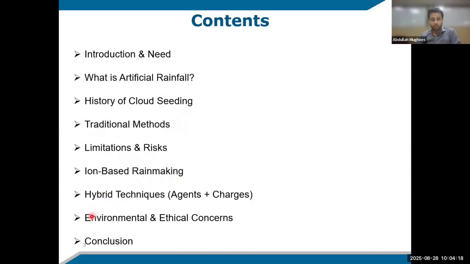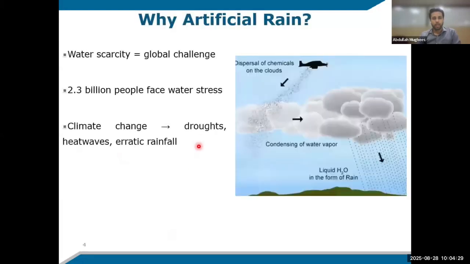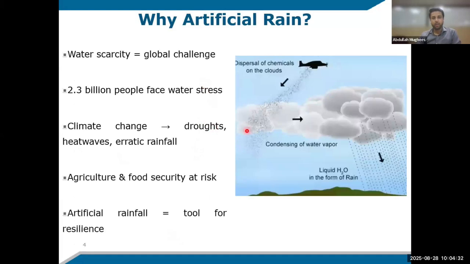And we'll conclude our presentation by looking at the environmental and ethical concerns and the future actions that we can go ahead and look at. So moving on. Why artificial rainfall, and what is it? Basically, you may have clouds in the environment around you, and those clouds do not always rain, right? We somehow know that if the cloud is darker, more grayish, more blackish, it's going to rain. But if the cloud is white, then probably it's not going to rain.